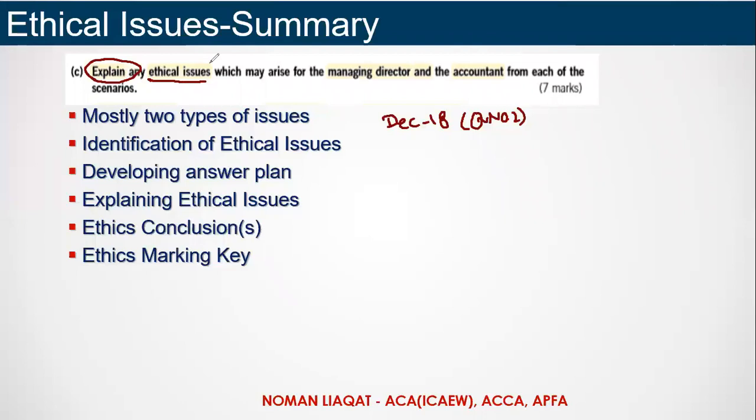Another common area is that students might think they only have to mention the ethical issues, but again we have the word "and". It means we have to explain the ethical issues which may arise for the managing director, number one, and the accountant from each of these scenarios. It means again there are two parties in this statement. One is the managing director and second is the accountant. Two parties. So we have to answer according to these two parties.